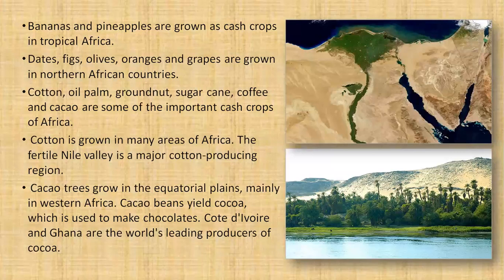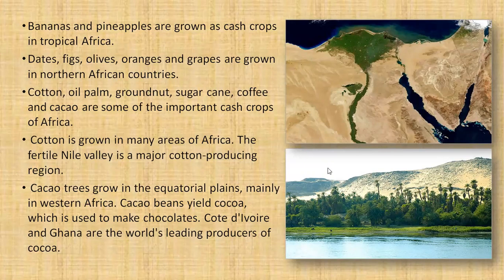You can find this kind of dry fruits. Cotton, oil palm, groundnuts, sugarcane, coffee, and cocoa are some of the important cash crops of Africa. Cotton is grown mainly in the main areas of Africa. The fertile Nile Valley is a major cotton producing region that you can find on the right side of the screen.